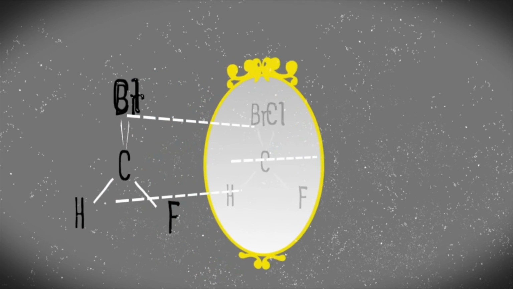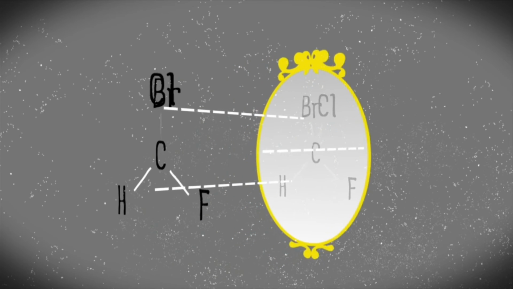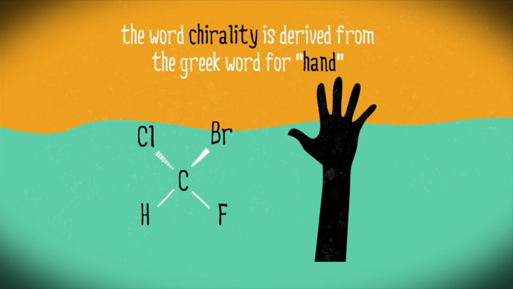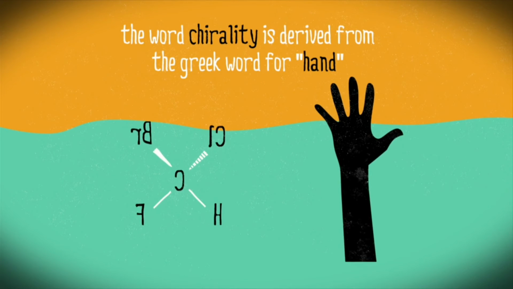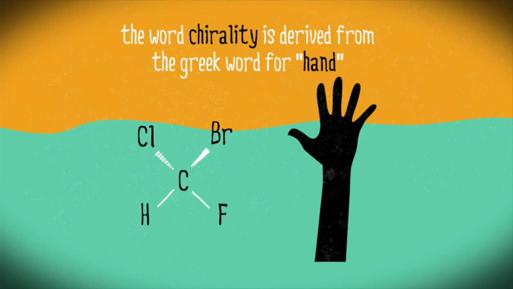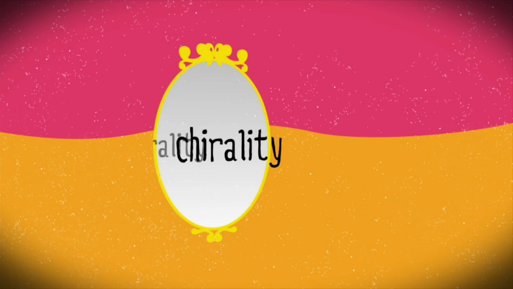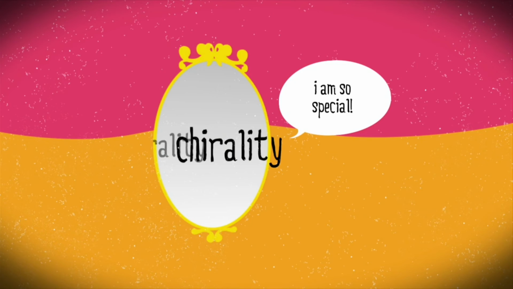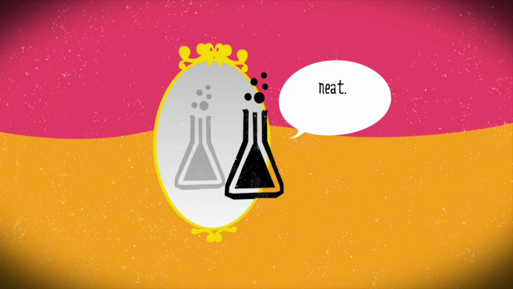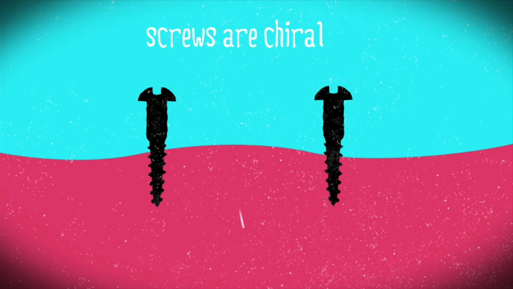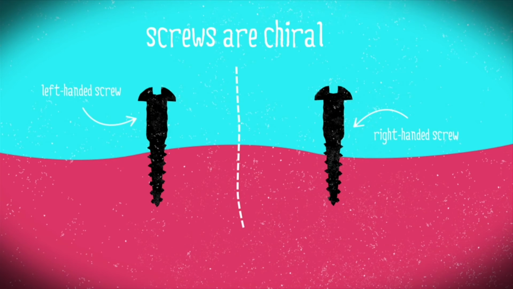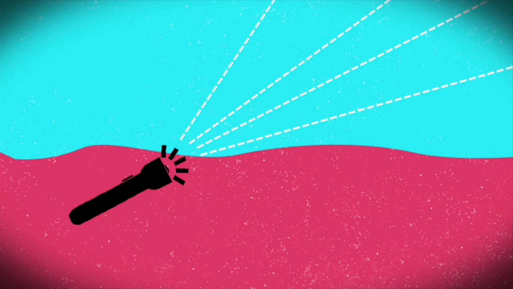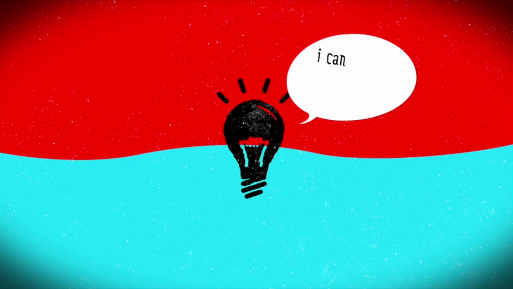Your hands and our molecules possess a spatial property in common called chirality, or handedness. Chirality means exactly what we've just described. A chiral object is not the same as its mirror image. Chiral objects are very special in both chemistry and everyday life. Screws, for example, are also chiral. That's why we need the terms right-handed and left-handed screws. And believe it or not, certain types of light can behave like chiral screws.